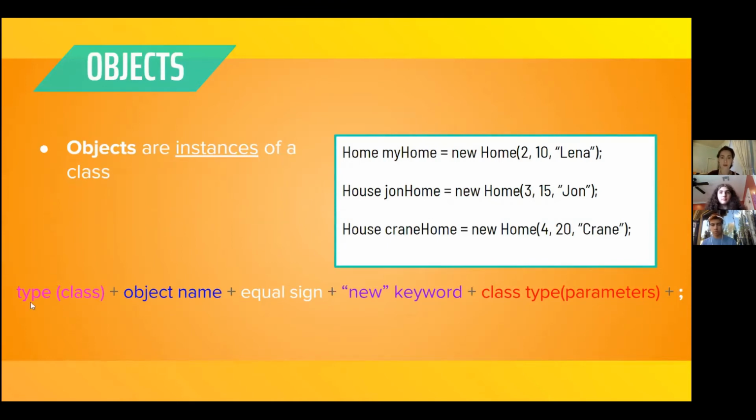You say, what type of object is it? It's a home object, right? Then you say the object name. So the object name is going to be my house, John house, Crane home. Oops, my home. Then you put an equal sign and then the new keyword.